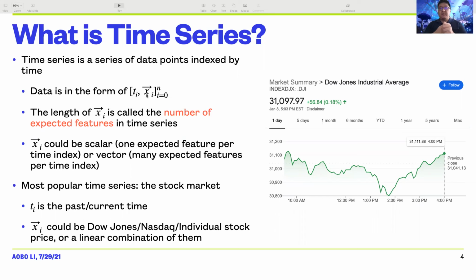Probably the most popular, well-known time series in our daily life is the stock market. In this case, the Ti is the past or the current times, and then Xi could be Dow Jones, NASDAQ, or an individual stock price, or even a linear combination of them.